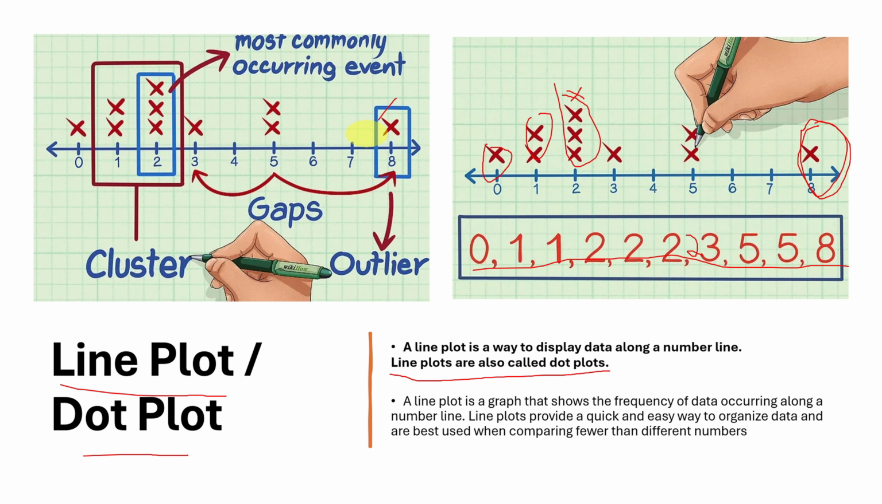Like I discussed, this is your outlier over here. You can see the gap between 6, 7, 8. There is a gap over here, and you can create a cluster, the most commonly occurring event. So that's why we use a line plot. For now, we will leave it over here. We'll come back later and start with another topic.